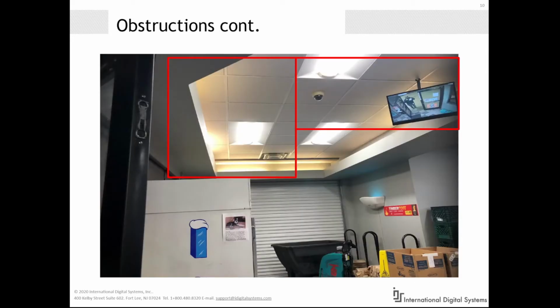Another example of the soffit, but there's also what looks to be a CCTV and the CCTV output. These are all parts of the obstructions. When this soffit is as large as it is here, we need to take the dimensions of the soffit itself. So the distance from the actual floor to the soffit, the distance from the floor to the actual real drop ceiling, as well as maybe the width of the actual soffit itself.